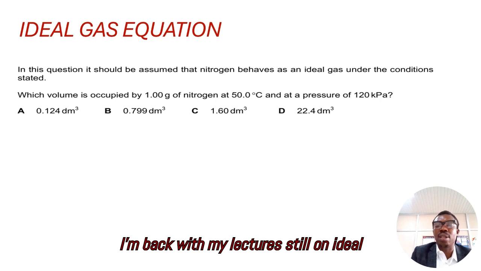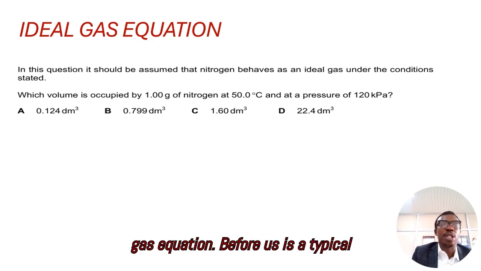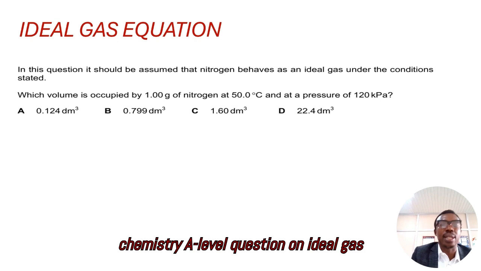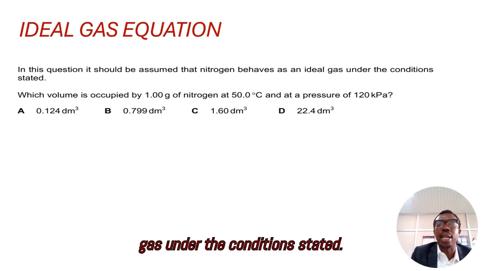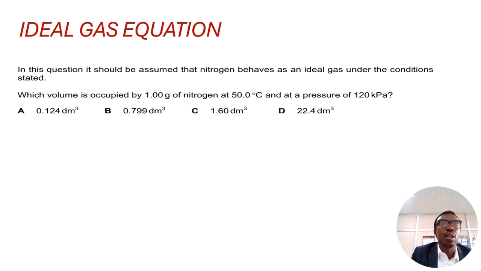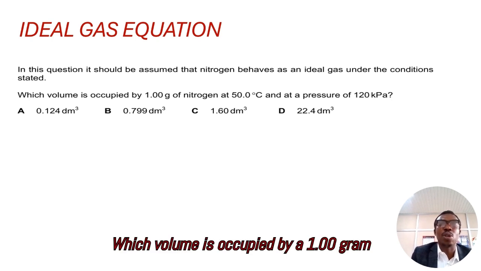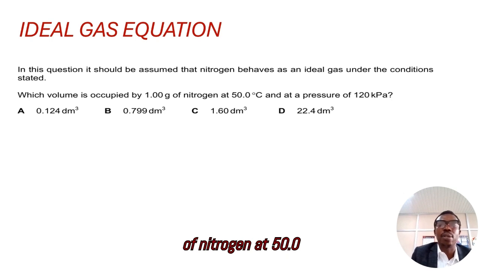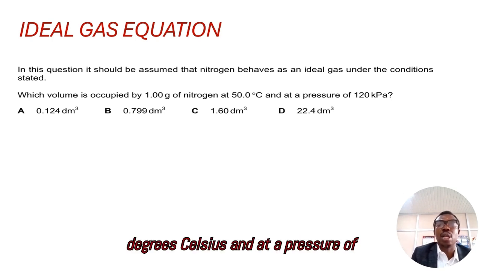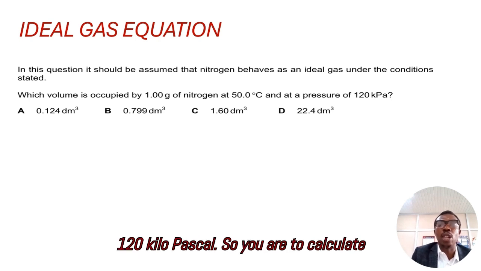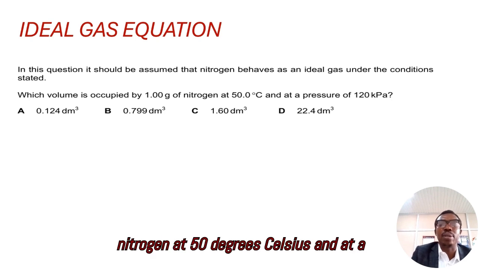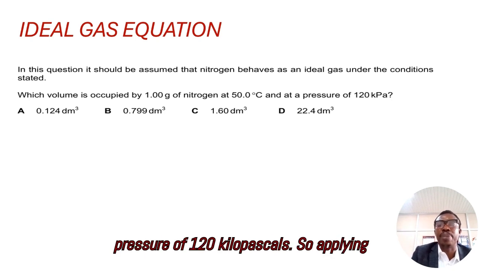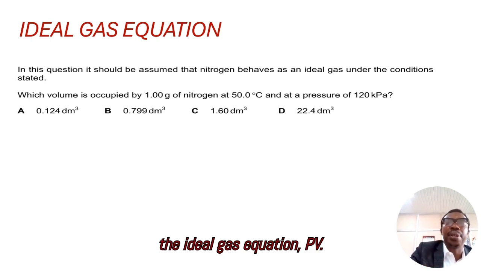I'm back with my lectures, still on the ideal gas equation. Before us is a typical chemistry A-level question on the ideal gas equation. It should be assumed that nitrogen behaves as an ideal gas under the conditions stated. Which volume is occupied by 1.00 gram of nitrogen at 50.0 degrees Celsius and at a pressure of 120 kilopascal? So applying the ideal gas equation, PV.